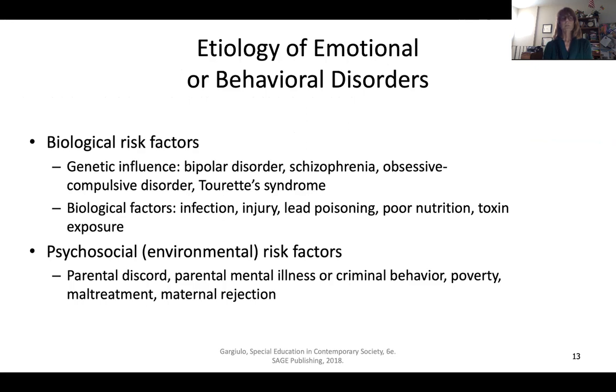One of the things we talk about, the origins of this, the causality, is multifaceted. Again, as with many of our other children and students with disabilities, it could be that there's a biological risk factor, some kind of genetic influence. There has been some research done in terms of bipolar disorder, schizophrenia, and obsessive compulsive disorder, as well as Tourette's. So there we have seen in our evidence-based research a genetic component that possibly goes through this.